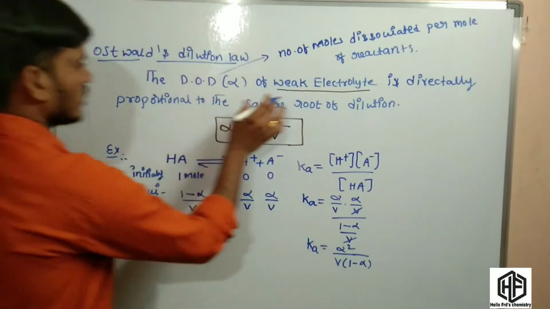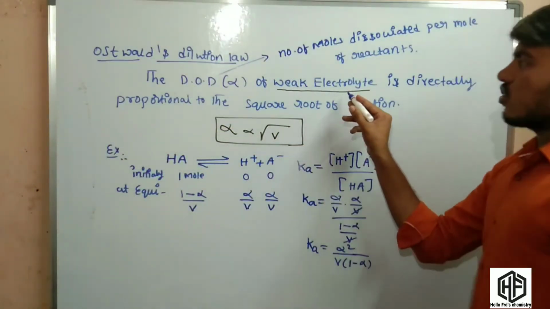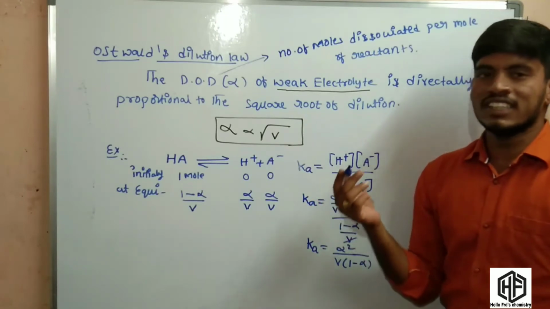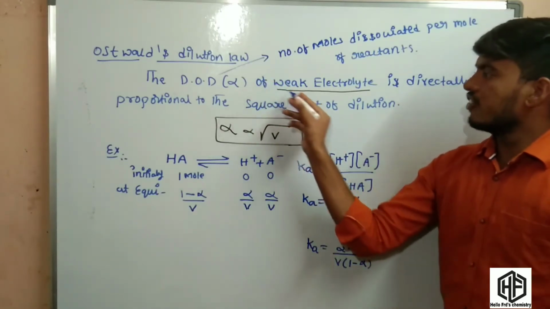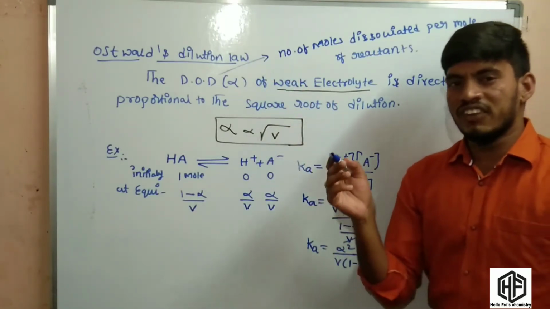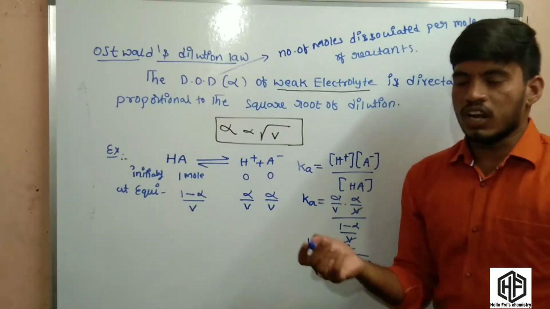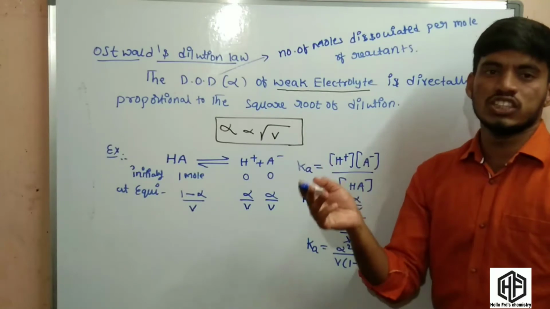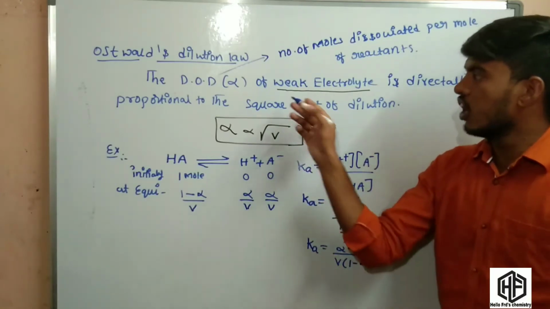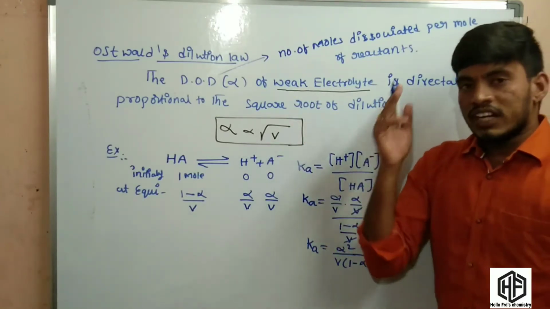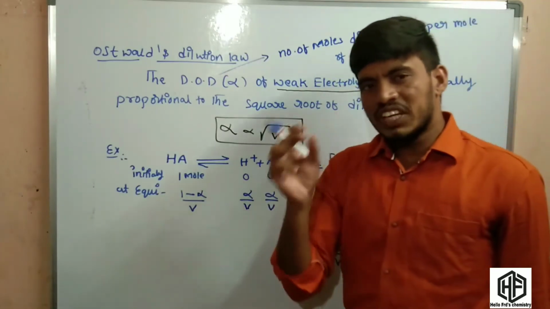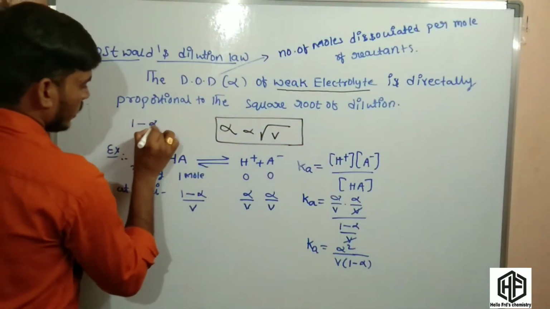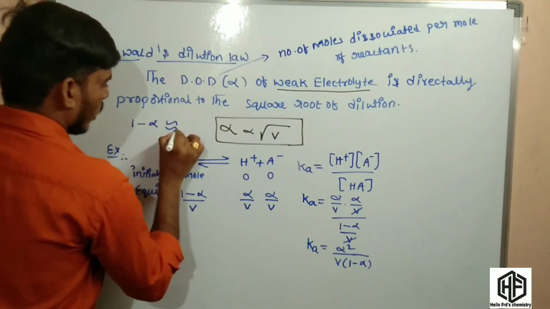Friends, this is a weak electrolyte. Weak electrolytes mean weak acids and weak bases. The degree of dissociation of a weak electrolyte is very small. Already you know from my previous class the degree of dissociation of a weak electrolyte. Since it is very small, 1 minus alpha is nearly equal to 1.